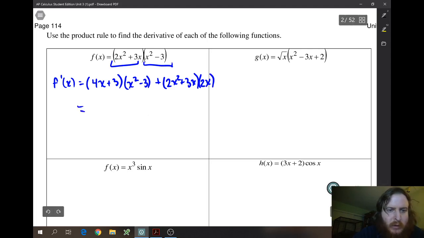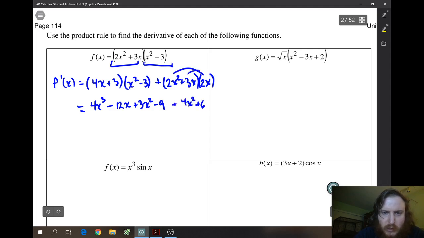And now we're just going to expand these out. When we expand this one, we're going to do FOIL, and we get 4x cubed minus 12x plus 3x squared minus 9. And then here we just distribute. So we get plus 4x cubed plus 6x squared. So again, I underline, this time my cubed I'd underline once, squared I'd underline twice, x I'll underline 3 times, and the number I'll underline 4 times.